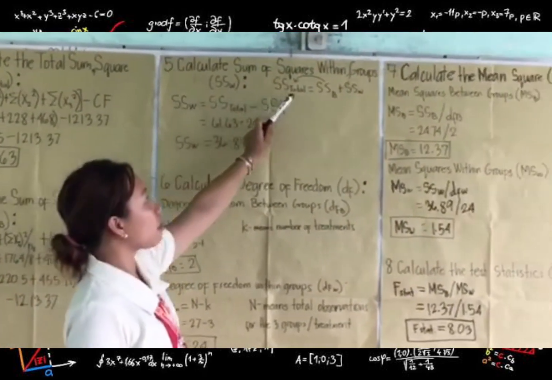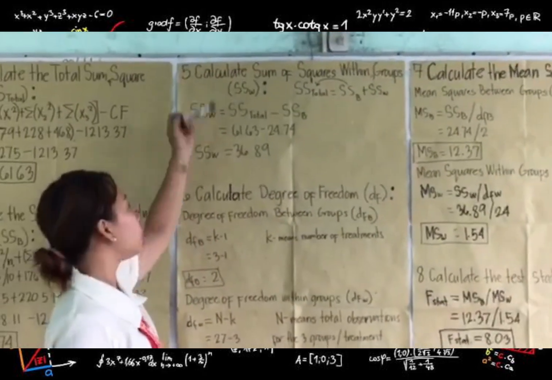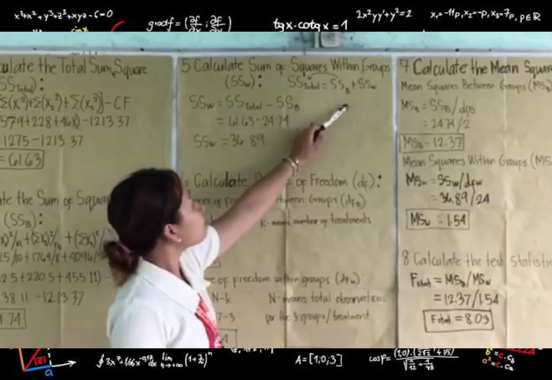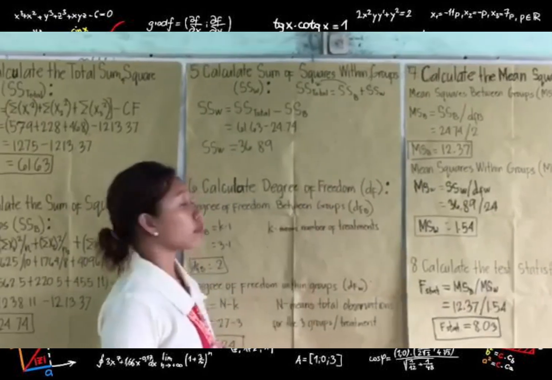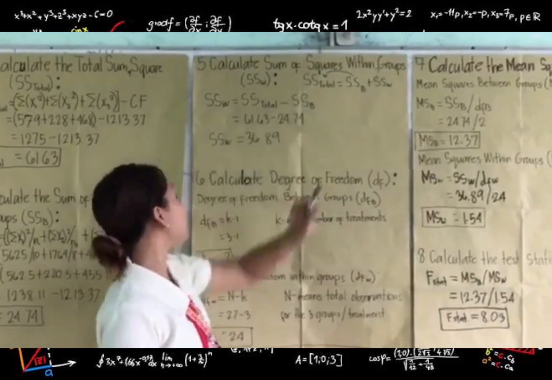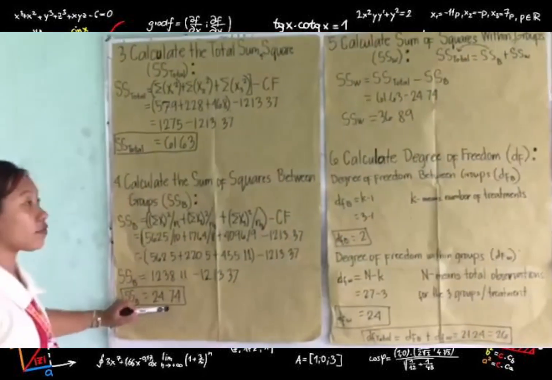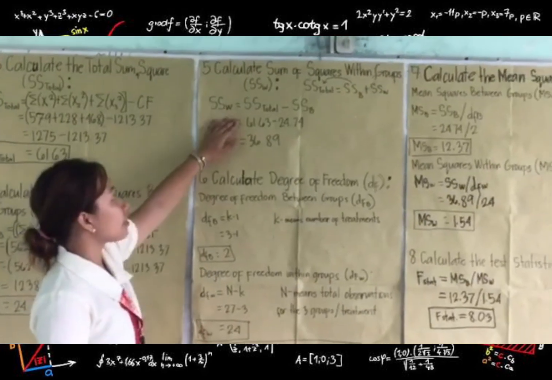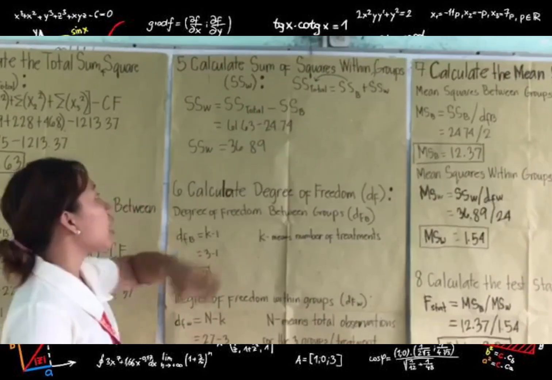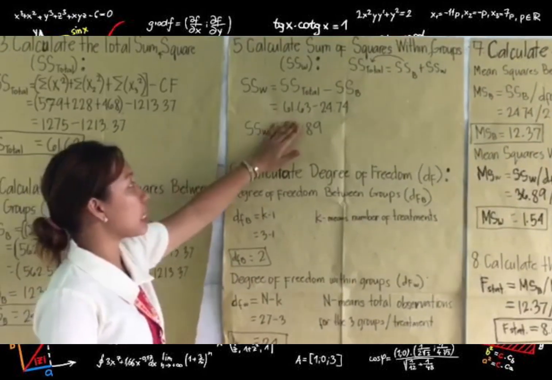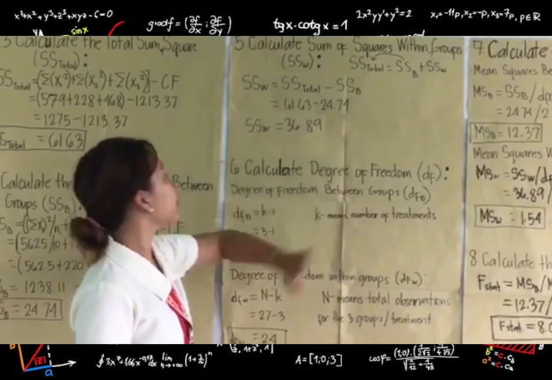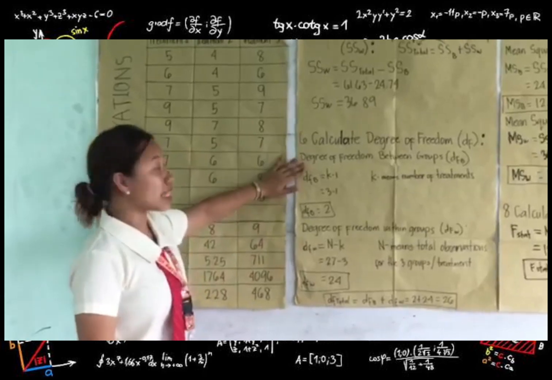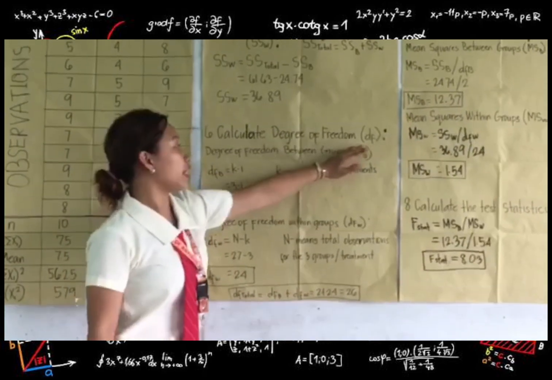Let's go to step 5. Calculate the sum of squares within groups or SSW. Our formula is SS total equals SSB plus SSW. We already have the value of SSB, which is 24.74, so what we need to find is SSW. SSW equals SS total minus SSB, equals 61.63 minus 24.74. SSW equals 36.89.